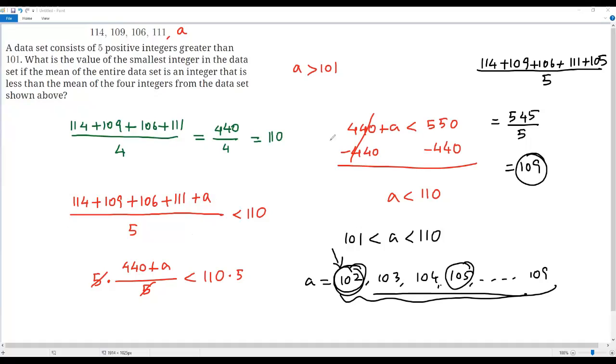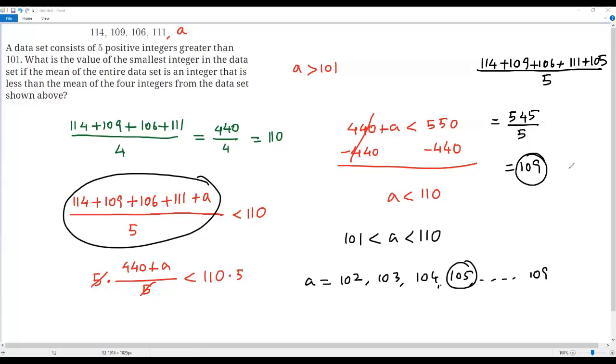So now we have to check the values one by one. When I take 105 as the value for A over here, the mean of the entire data set becomes an integer, that is 109. So the smallest integer value for the fifth data value is 105. The answer for this question is 105.